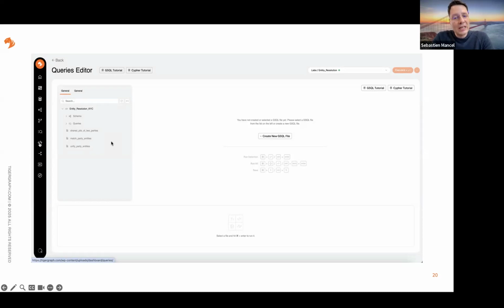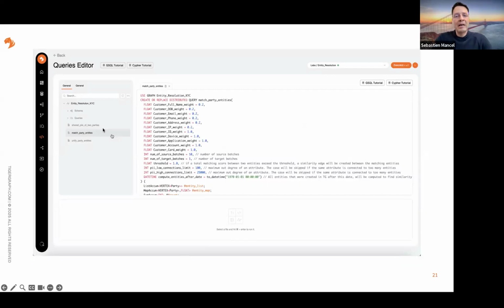One is the match party entities query. Now, this query identifies potential duplicates by comparing PII attributes and assigning match scores. And then the unify party entities query, which merges those duplicate records into a single unified entity once the confidence score passes a defined threshold. Now, together, these two queries handle a full life cycle: detecting, scoring, and consolidating entities in real time into a single source of truth across systems.